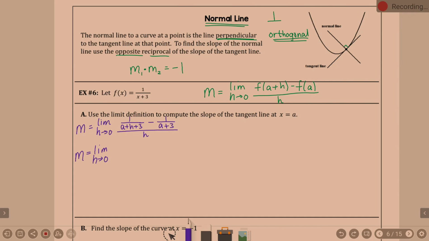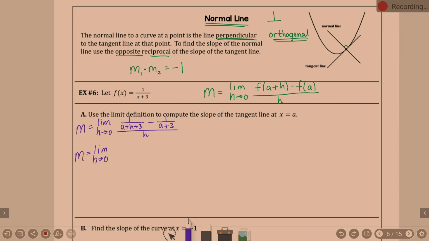A plus h plus 3. Not just a plus h plus 3. You're going to have both of them. You're going to have the a plus h plus 3 and the a plus 3. Because they are added pieces, you can't just do part. Okay, how do I want to do this?